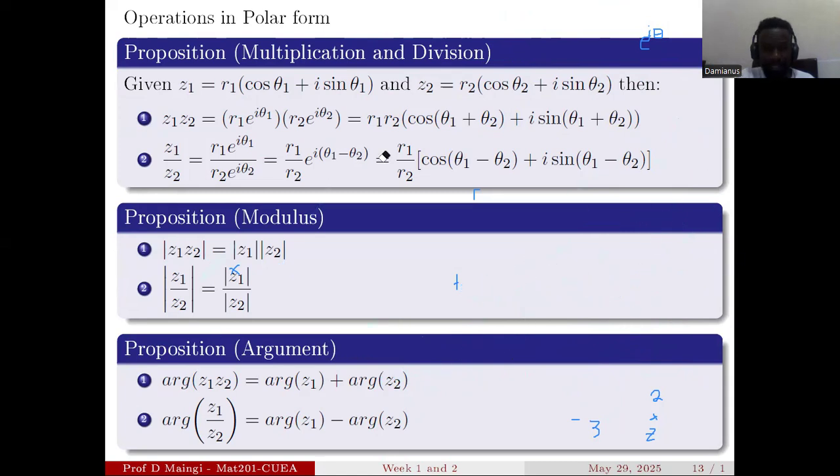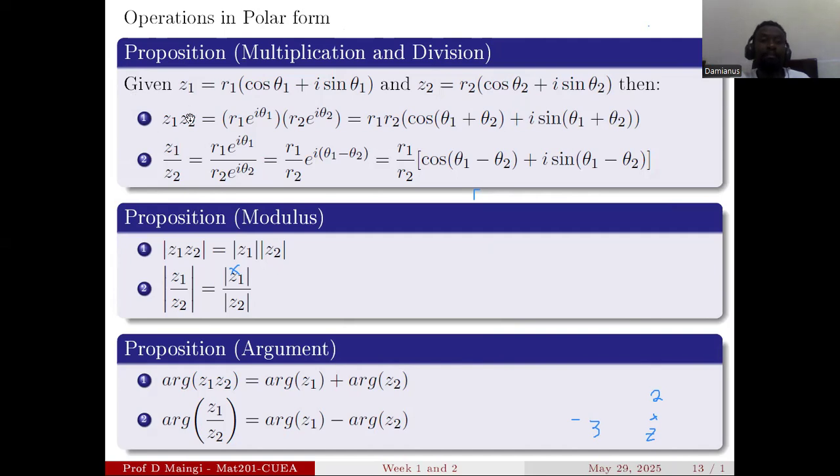Anyway, the notes are pretty straightforward, but I'm more or less clarifying things. So, operations on polar form. Polar form means r1 cosine theta 1 plus i sine theta 1. So given two complex numbers, z1 equals r1 cos theta 1 plus i sine theta 1, and the next complex number, z2, is r2 cosine theta 2 plus i sine theta 2, then we can multiply, we can add, we can divide, we can find modulus.